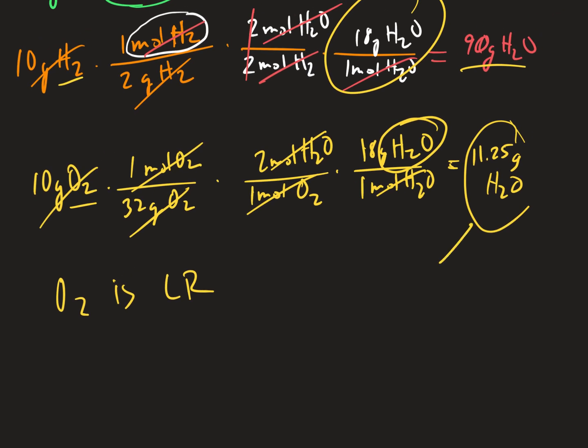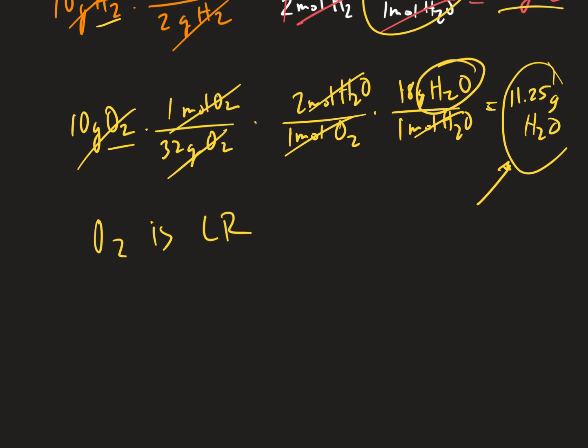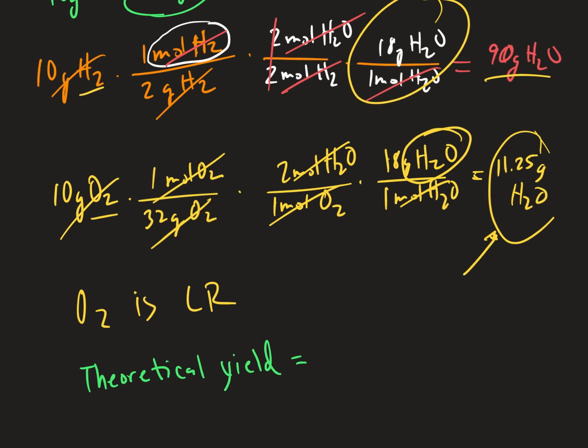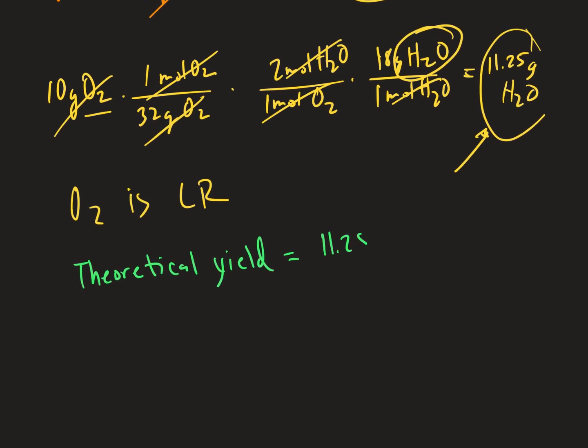And what is this called? How much can we make? What's our prediction? This is called our theoretical yield. Our theoretical yield is either 90 or 11.25. What is it? 11.25. That's it. 11.25 grams of water is our theoretical yield.